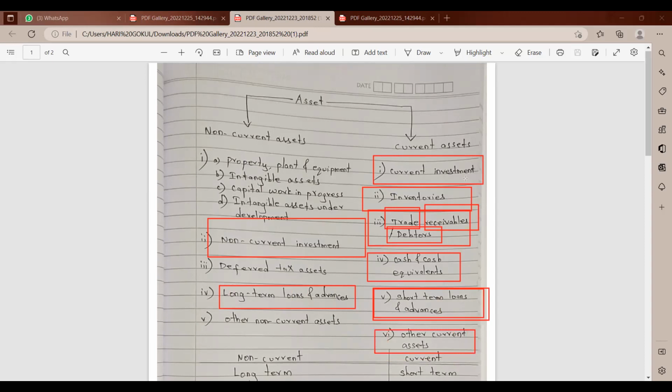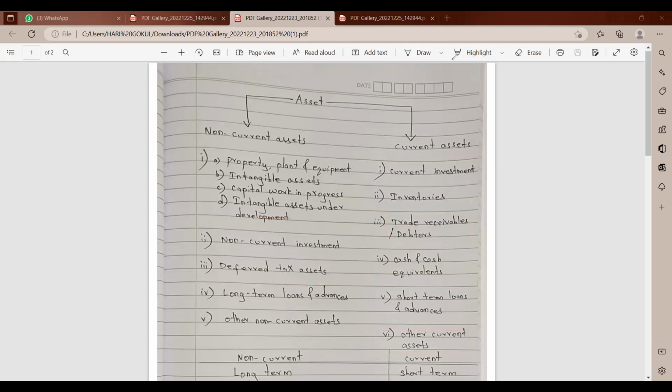Okay. Anyone have any doubts regarding the assets? Assets. Okay, I think I will go on.